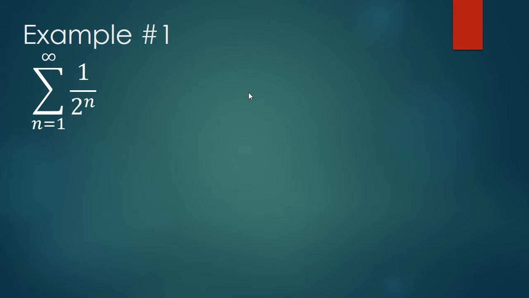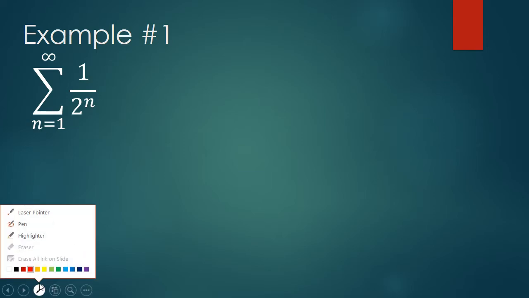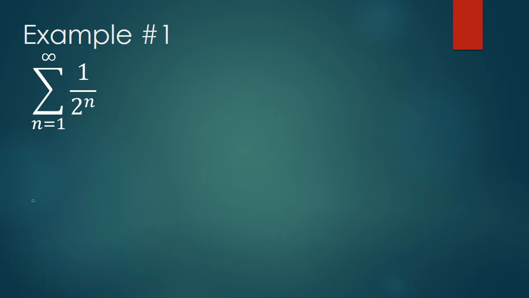All right, so example 1, we've got the sum of the sequence 1 over 2 to the n. So we're going to look at what numbers we would get. Okay, so here we go. Let me get my pen. I want to use black ink. So here we go. This is going to equal 1 over 2 to the first plus 1 over 2 to the second plus 1 over 2 to the third, etc., etc., etc. And the nth term would be 1 over 2 to the n.